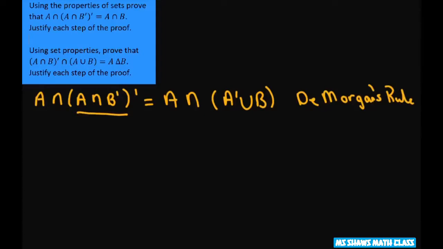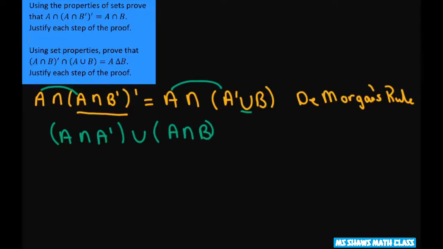All right. After that, we're going to use the distributive property and distribute. So that's going to be A union A prime, or A union B. That is the distributive rule.